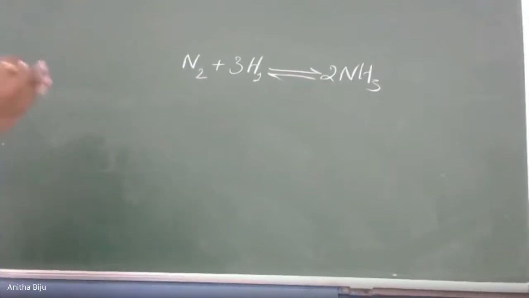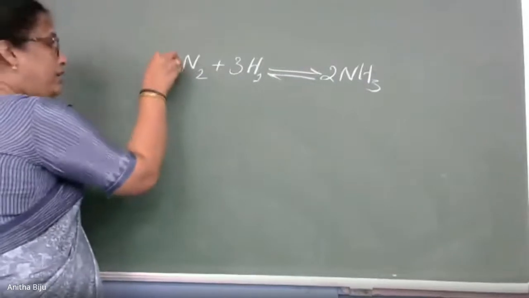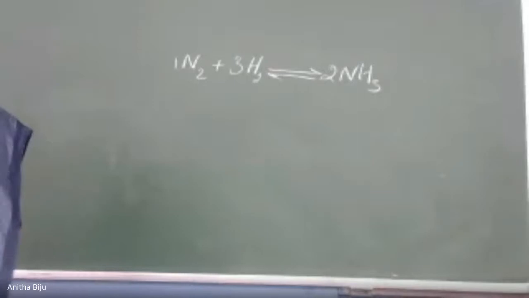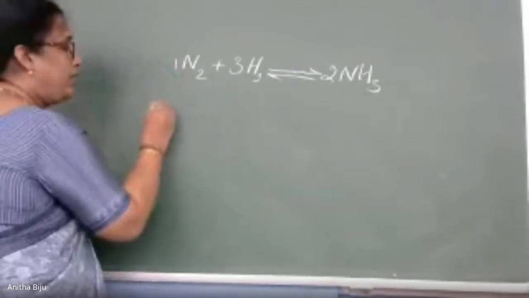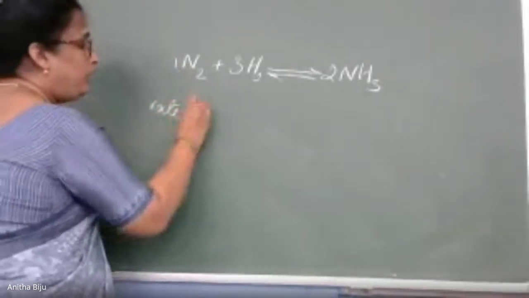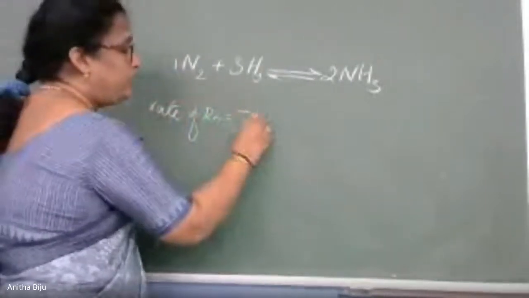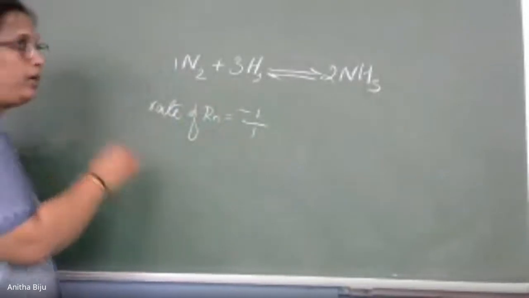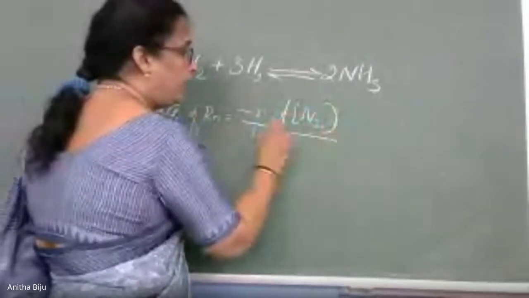Okay. Listen very carefully. First of all, here there is no number of mole. But you know that if no number is mentioned in the coefficient part, it is 1. Now, as far as nitrogen is concerned, rate of reaction is equal to minus 1 upon 1, d[N2] upon dt.